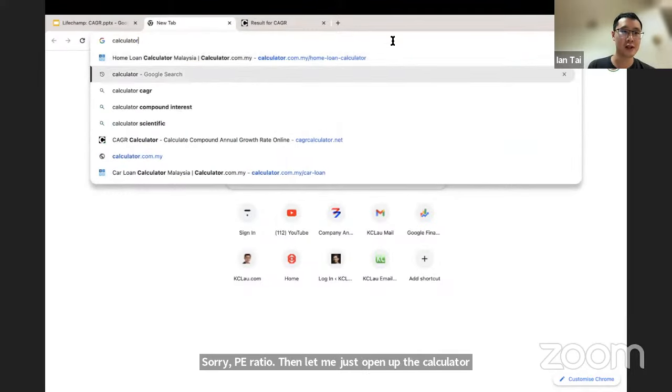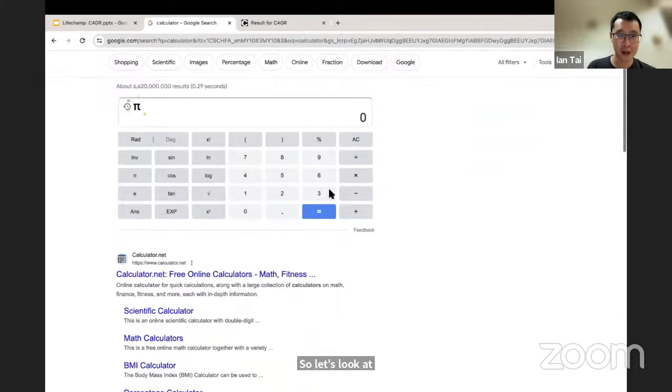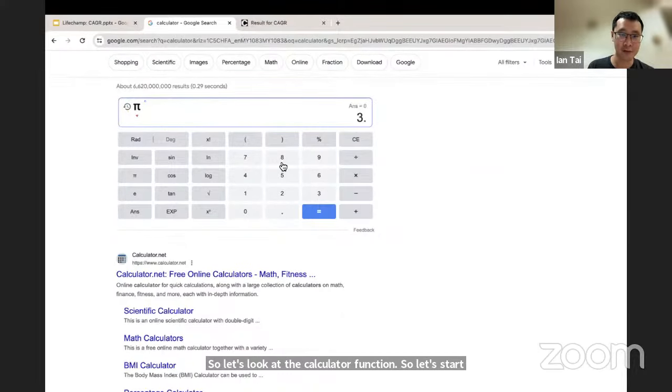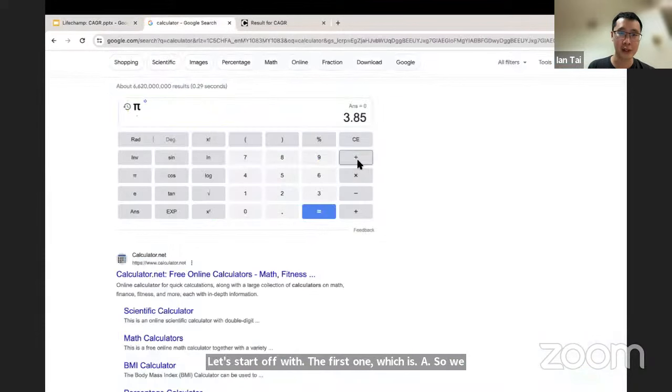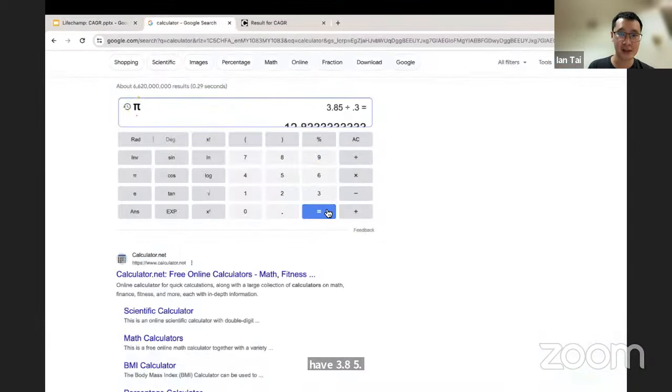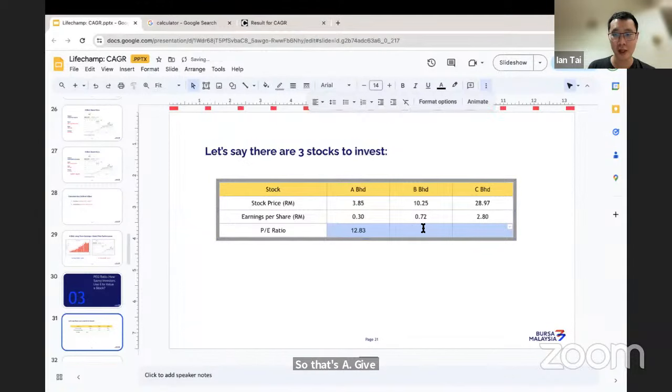So let's look at the calculator function. Let's start off with calculating PE ratio, with the first one, which is A Berhad. So we have 3.85. We divide it by 30 cents. So there you go. You have 12.83. Okay, so you can put here 12.83. So that's A Berhad's PE ratio.